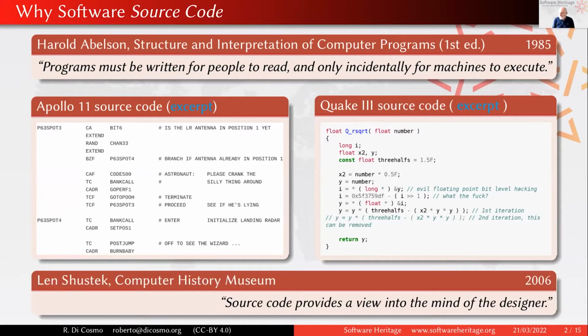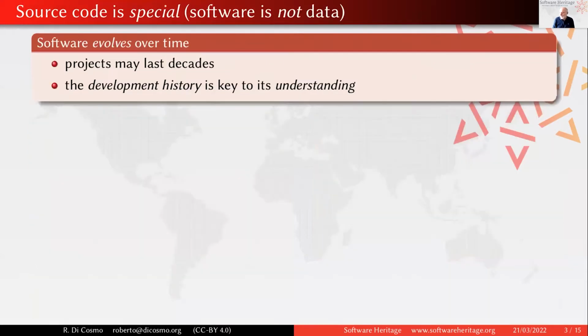To sum it up, as Len Shustek, who was a board director of the Computer History Museum, a beautiful institution in California that retraces the history of computing, said: access to the source code of software provides us with a view into the mind of the designer. So that's why it is so important to have also the source code, not just the binaries.